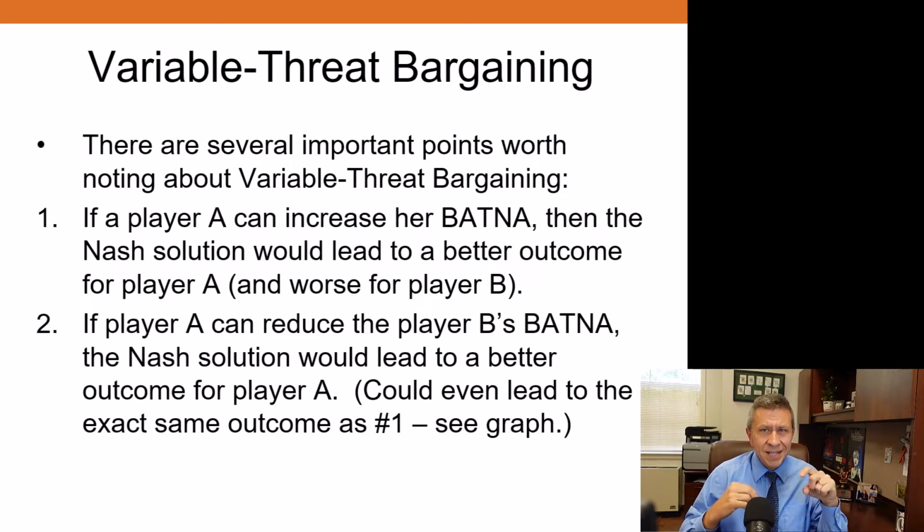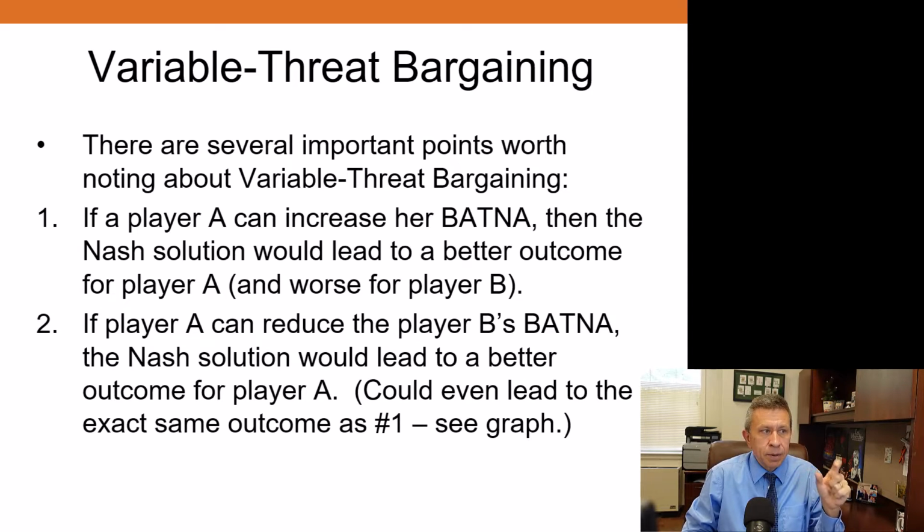There are several insights we can gain about variable threat bargaining based on Nash's solution, which I think these three points are more important for 99.9% of people than knowing that exact equation. The points might seem obvious once we hear them, but they definitely are important.